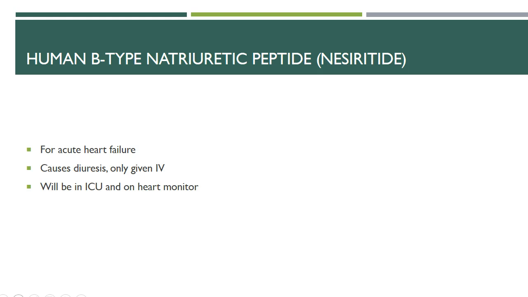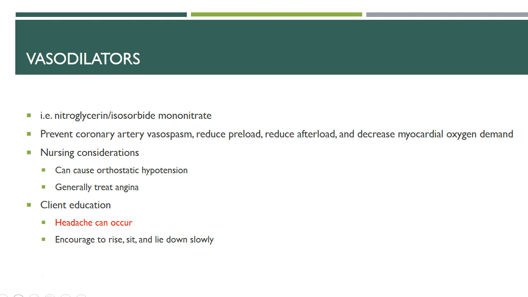This is for acute, the human B natriuretic peptide, nesiritide. It's for an acute exacerbation and they're going to be in the ICU. The only way you can give it is IV. Vasodilators, I'm pretty sure I talked extensively about them in the angina video about nitroglycerin. Isosorbide is another vasodilator.